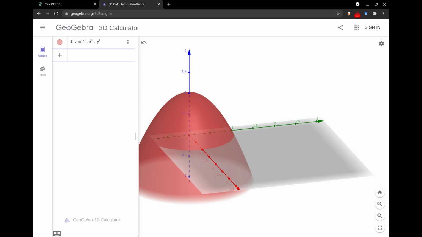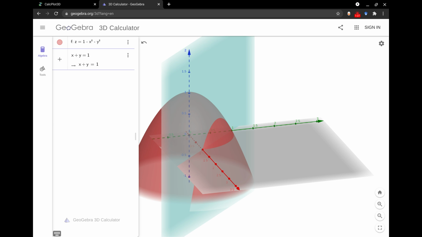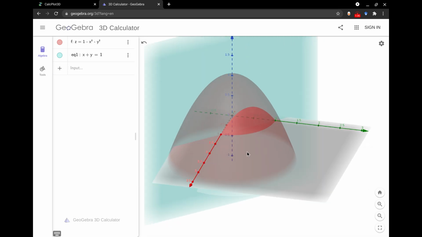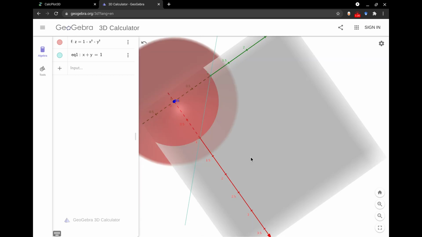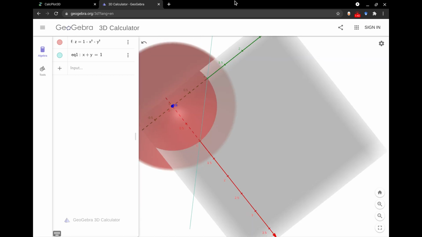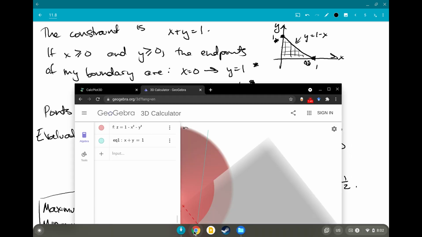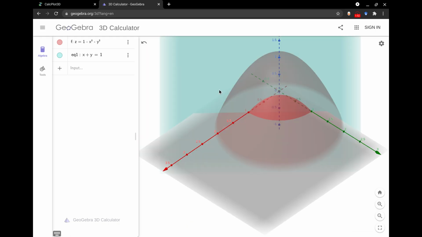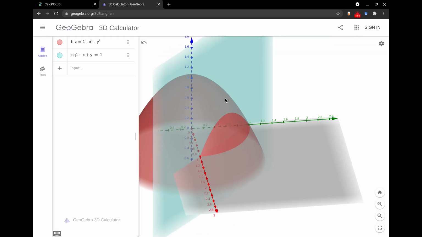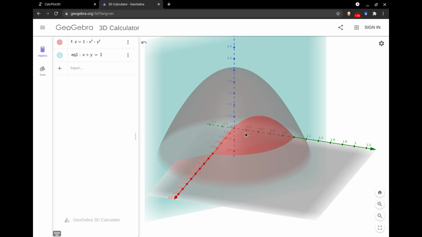But this section was a little different in that we had constraints. So we said, we also think that x plus y should be equal to 1. So that first red bowl was our function that we want to maximize or minimize. And this blue sheet that just appeared is our constraint, x plus y equal to 1. If I turn it down this way, this line should look just like this line right here I drew when I was trying to convince you what our constraint looks like in the xy plane. So what we're saying here is that we want to look at the biggest and smallest values of this red curve, but only where we live in this blue space, where x plus y equals 1.